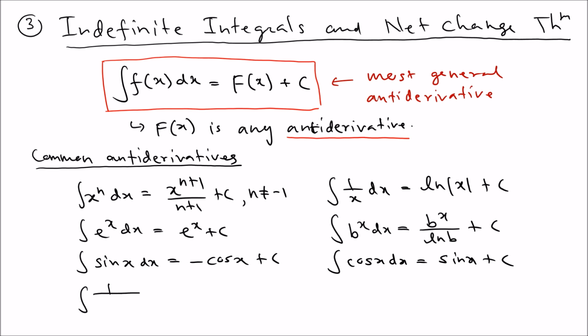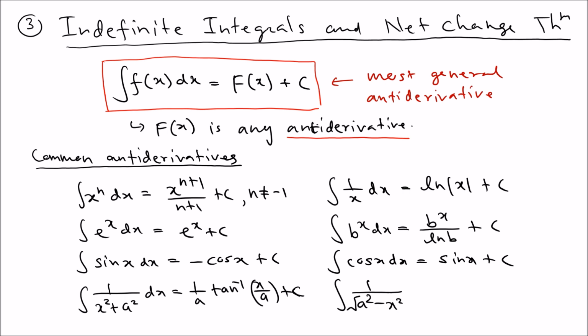And then we have those inverse functions. The integral of 1 over x squared plus a squared dx is 1 over a times tan inverse of x over a, plus c. And then we have 1 over the square root of a squared minus x squared dx, which is, there's no 1 over a here, simply sine inverse of x over a.